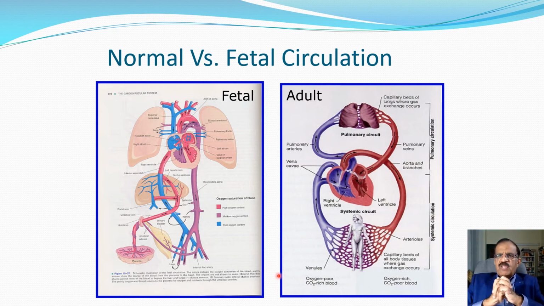The changes which occur at the time of birth are: the lungs expand, the lungs start ventilating, and the blood circulation from the right side, instead of going straight to the left through the foramen ovale, starts passing through the lungs and then coming to the left side.